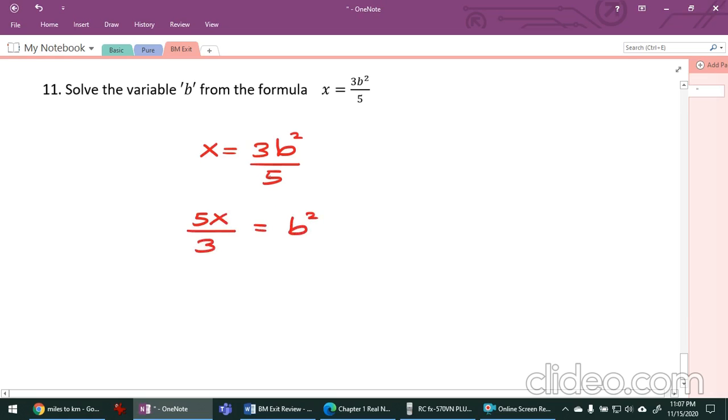So look here, 5 is down here. 5 will go to the other side means it will go up, cross multiply. So 5 go up, 3 comes down. Okay, x is already here, no change. Here you have b square. But what I want is b. Here you have b square, and if you want b, you have to take the square root. So that's all. So 5x by 3 square root. So what is b? Square root of 5x by 3. So this is the answer.